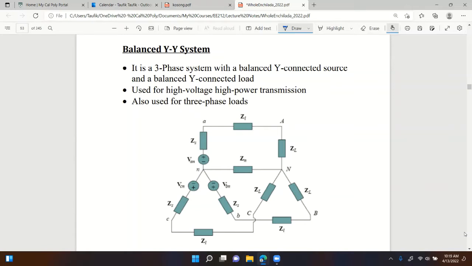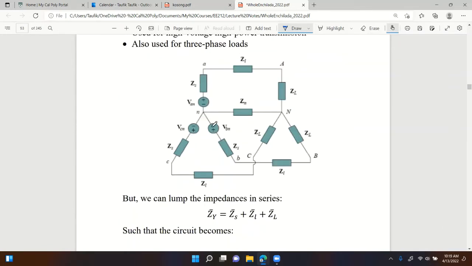Okay, here is our first circuit, Y to Y connection. As you can see, the sources are connected in Y and the loads are connected in Y. Notice that for each of the phases, when you're connecting the source to the load, there is impedance associated with it. So first of all, just focus on one phase. Let's say phase A. That's phase A right here.